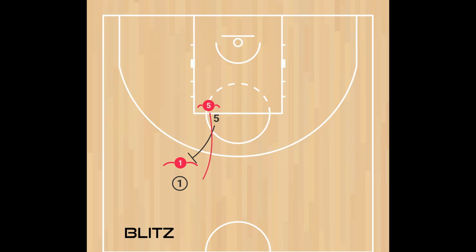A blitz or trap is the most aggressive screen coverage. The screener's defender and the on-ball defender both attack the ball handler with the goal of taking the ball out of his hands.